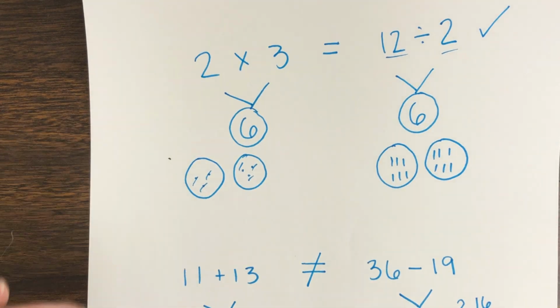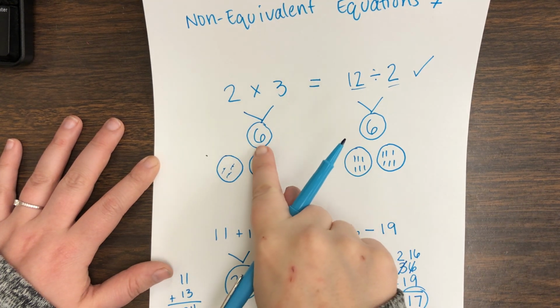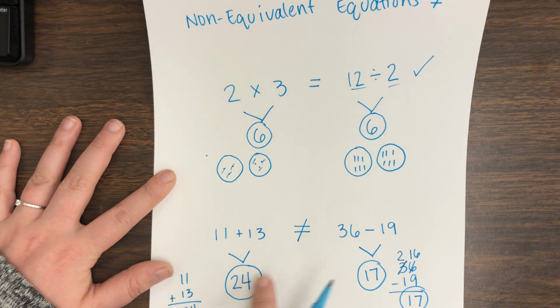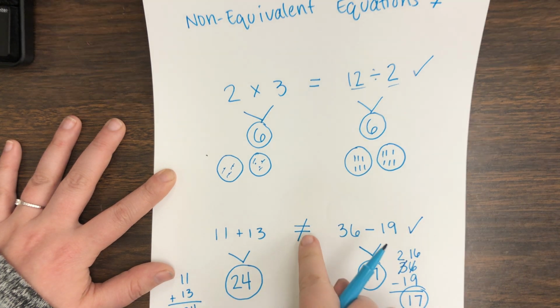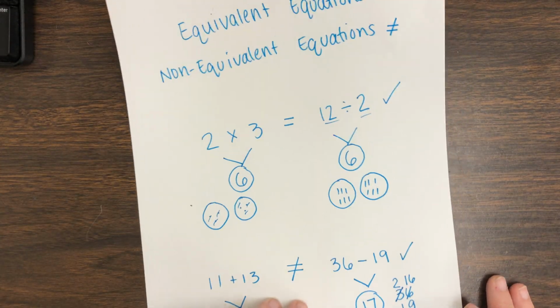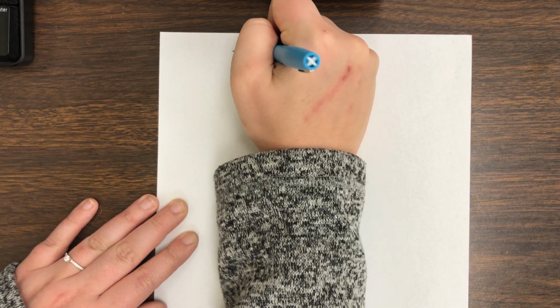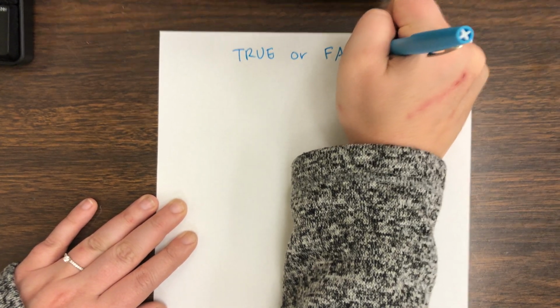So the difference between an equal and a non-equal problem is that the equal problem is the same number on both sides, and the non-equivalent problem is different numbers on both sides, okay? So we know that this one is good because this means not equal. Now, the trouble comes when we have true and false questions because it can be kind of tricky if you don't slow down.